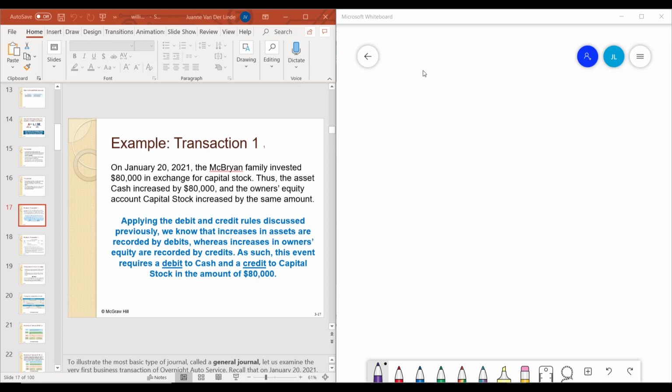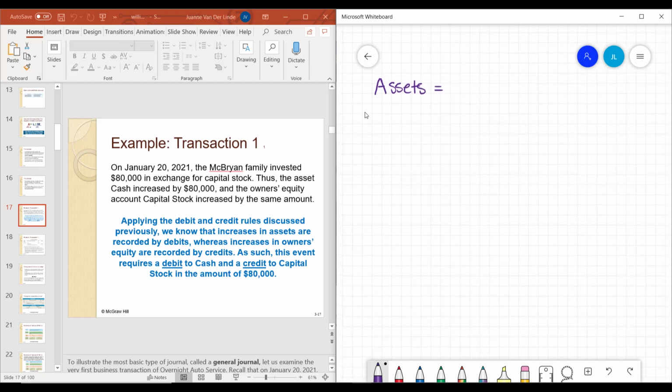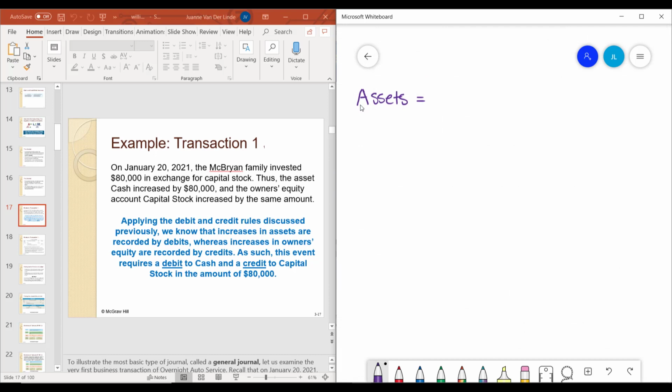It says on January 20th, 2021, the McBride family invested $80,000 in exchange for capital stock. Thus, the asset cash increased by $80,000, and the owner's equity account capital stock increased by the same amount. So, let's first look at what we did in Chapter 2 using the accounting equation, because we're all still using that. So, assets equals liabilities plus owner's equity.